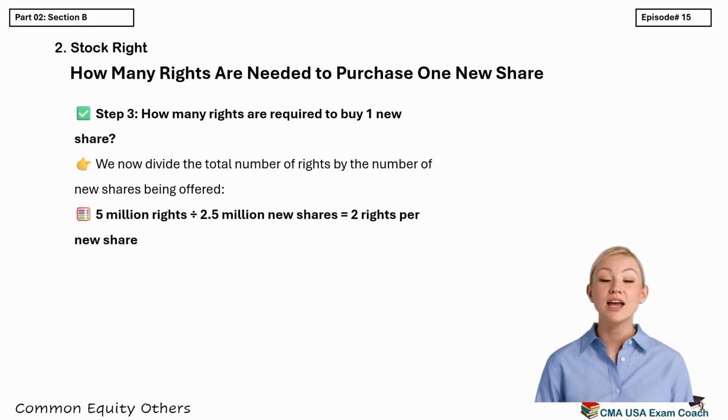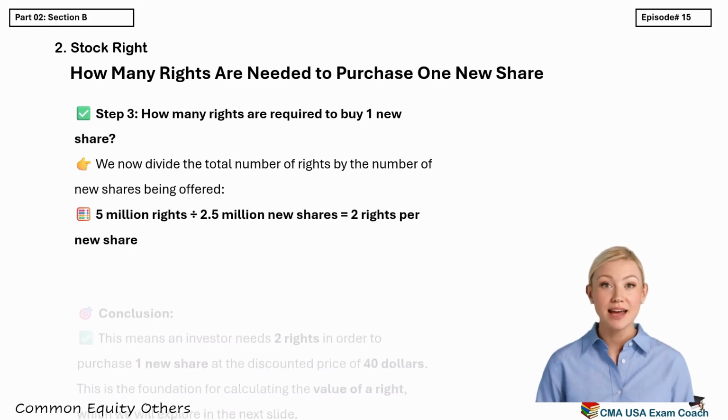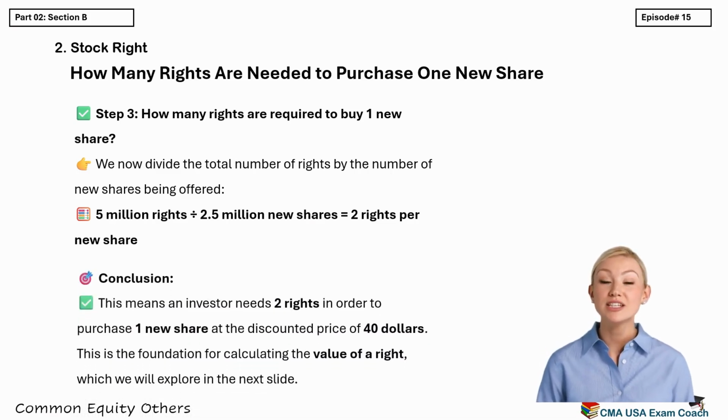To summarize, the company is offering 5 million rights and plans to issue 2.5 million new shares. It takes 2 rights to buy 1 new share at $40. This 2-to-1 ratio, or 2 rights for 1 share, is very important because it forms the basis for calculating the value of a right, which we will learn in the next slide. Stay tuned, as next we will understand how much a single right is worth before the X rights date.